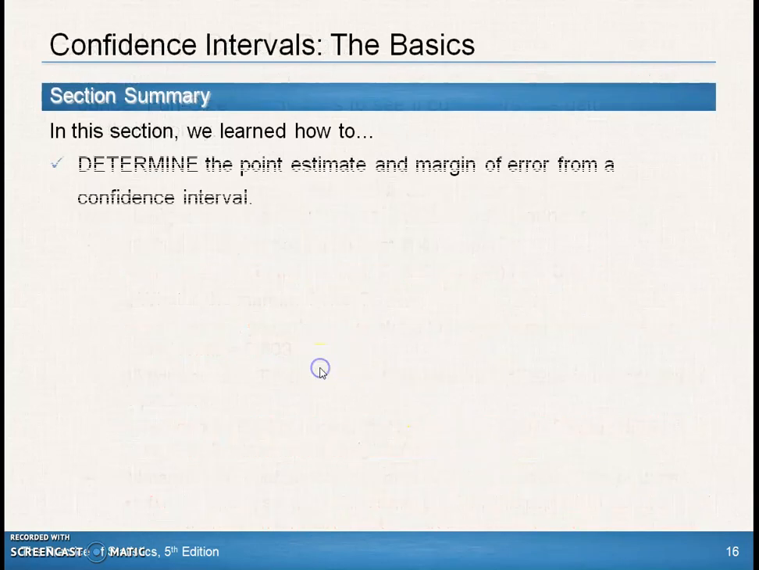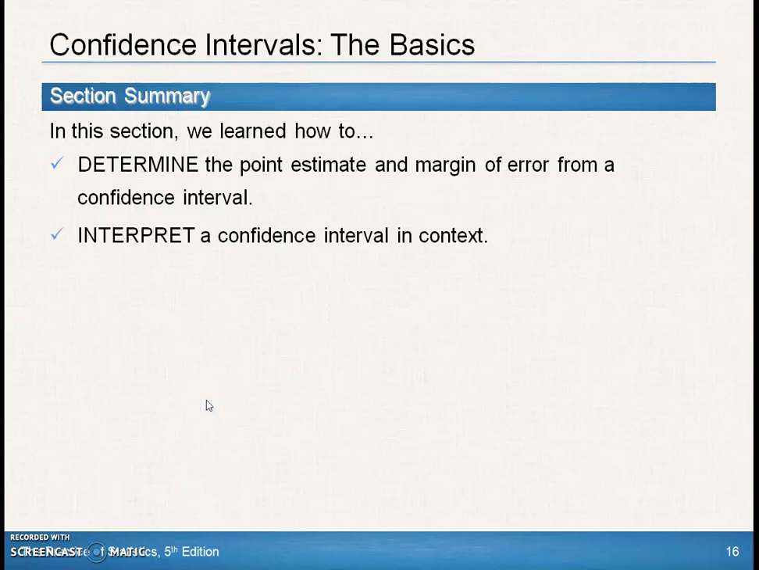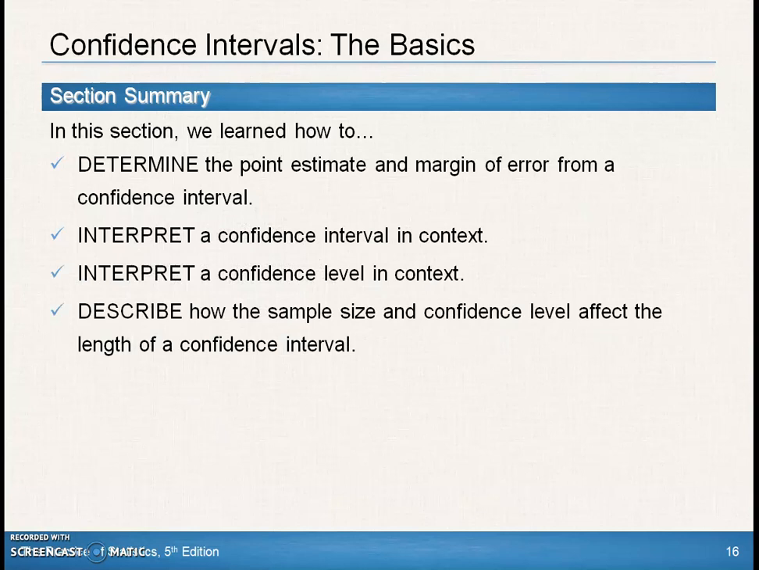So that's it. We determined a point estimate and margin of error, confidence level. That's what we just did in the candy. Interpret a confidence interval in context. We just did that too. The confidence level in context. Describe how the sample size and confidence level affect the length.